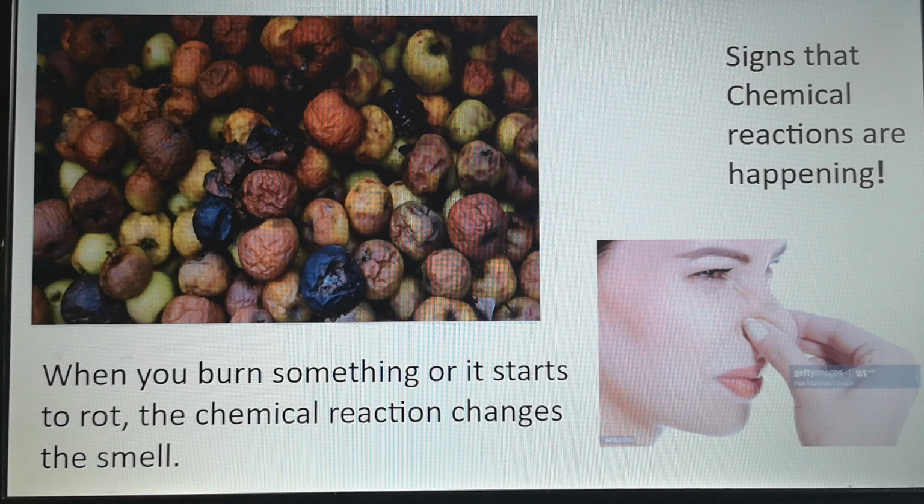The last one, which I haven't got a slide for, is a change in temperature. So if you put two chemicals in a test tube and the test tube starts to feel really warm, that's a sign a chemical reaction has happened. And it can go the other way as well. Sometimes you can put two chemicals in a test tube and the test tube will suddenly start to feel really, really cold. And that's the sign that a chemical reaction has happened. So if there's a change in temperature, it's a sign the chemical reaction has happened.